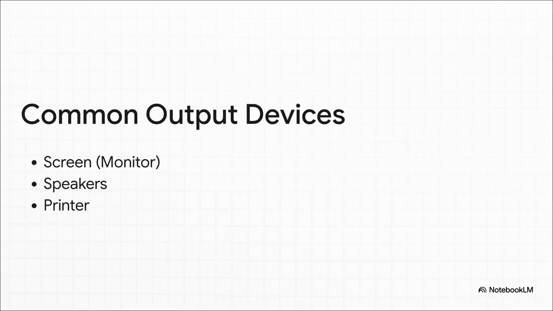And output comes in all sorts of forms. Your monitor gives you visual output, everything from text to videos. Speakers give us audio output, like music or sound effects. Even a printer is an output device. It turns digital info into a physical page you can hold. They're all just different ways for the computer to present its results.